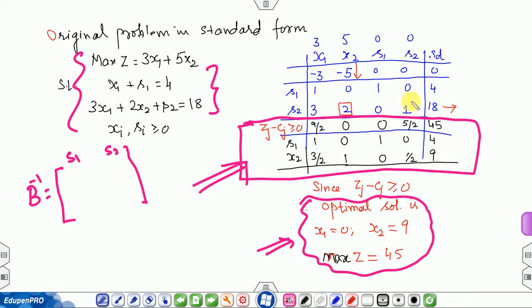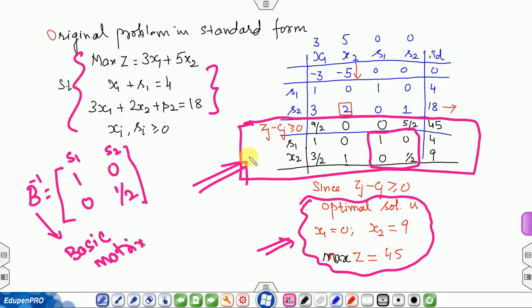So what are the S1 and S2 values in the final optimal table? This is my S1 and S2. So now my B inverse is this. What is B inverse? That is the inverse of the basic matrix B. And this is my basic variables, that is the basic variables B. So this is my B inverse B.